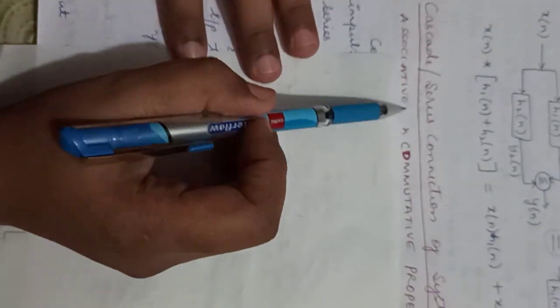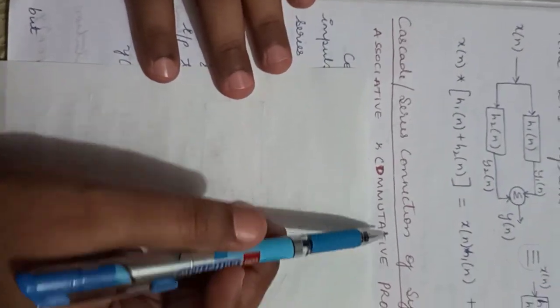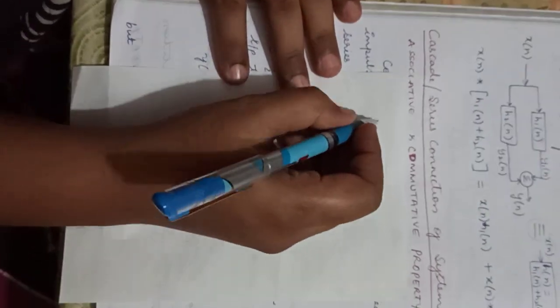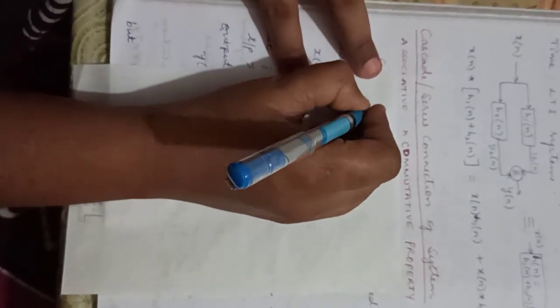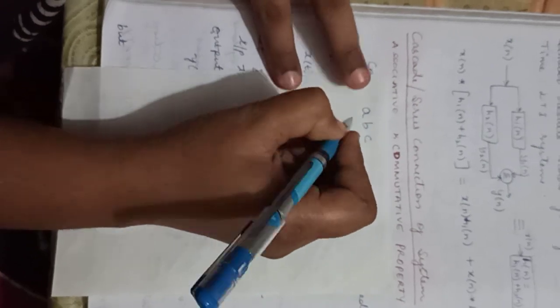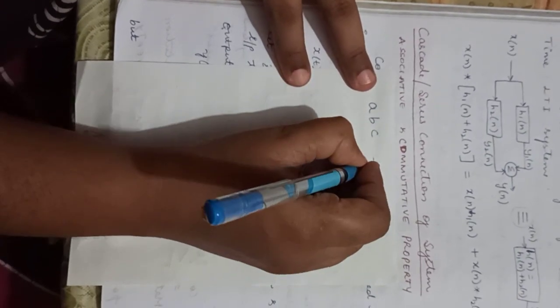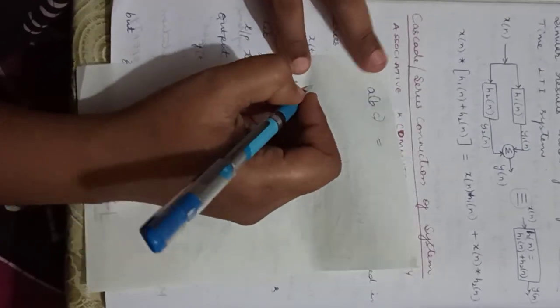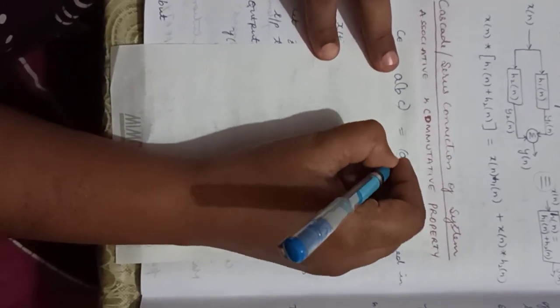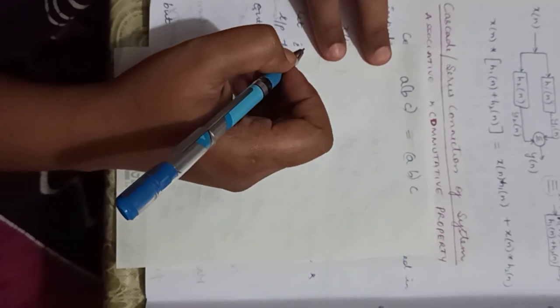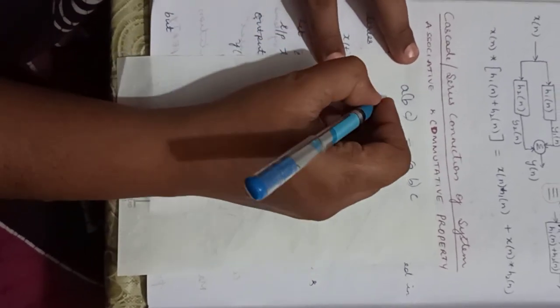Dear students, now we will see the series connection of two LTI systems. With respect to that, we will learn the associative and commutative properties. You know the associative property: if I take three variables A, B, C, then A into B into C will be equal to AB into C. So this is your associative property.